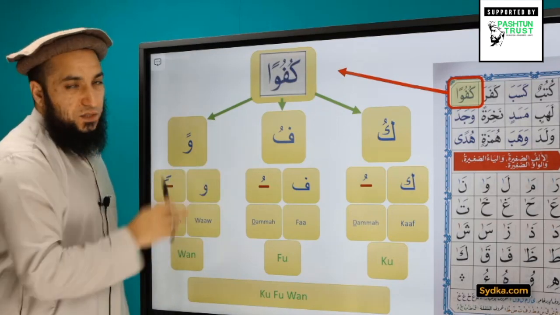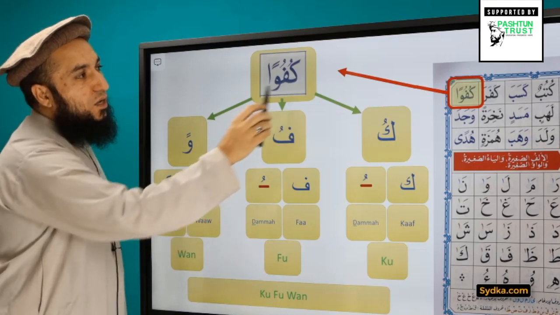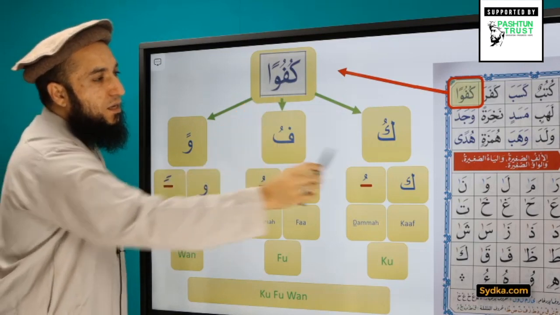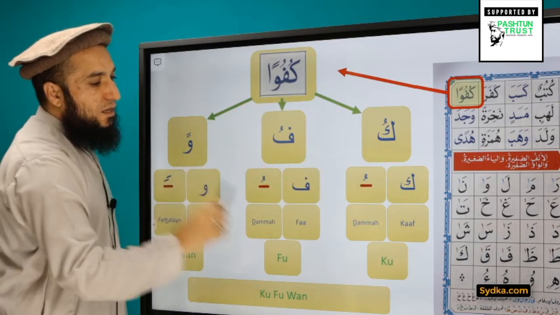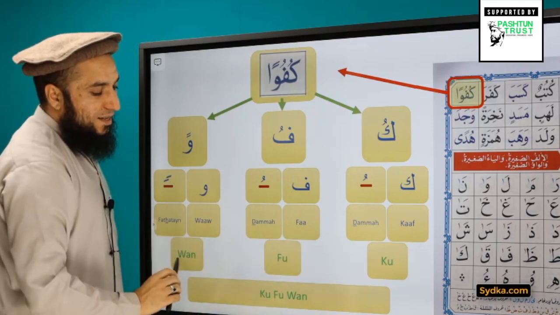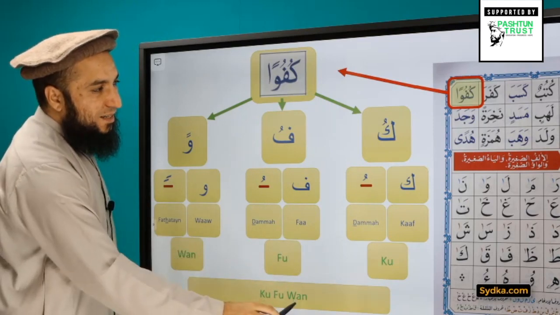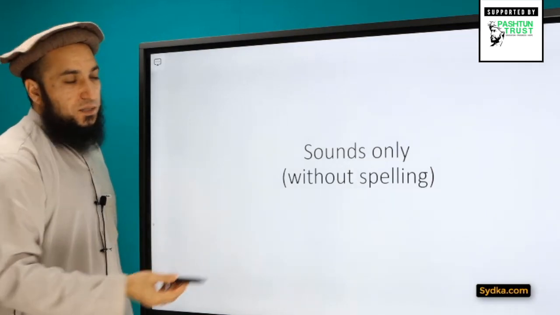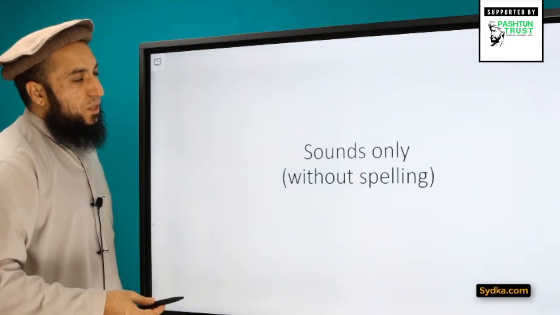So now we combine these three syllables and we have kufuwan, kufuwan. So the next three slides will be sounds only without spellings.